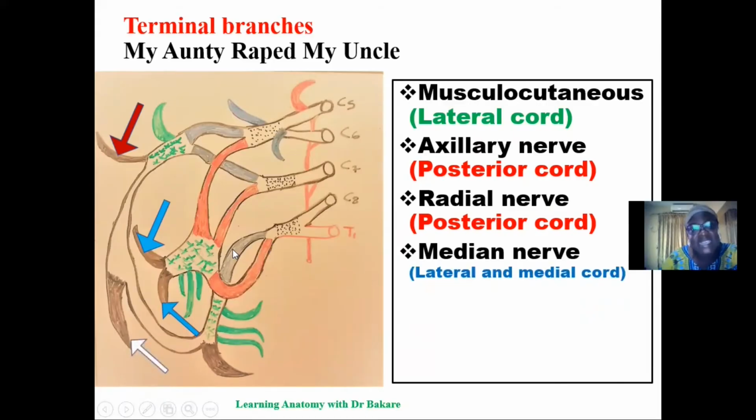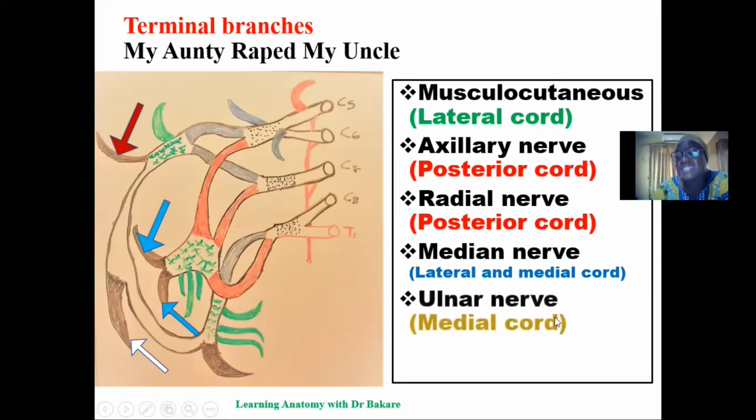Then going further, we have the median nerve. This is the median nerve, and it represents my. Median nerve is formed from contribution from the lateral cord and the medial cord, and this is how it is formed. We have a lateral root and we have a medial root. The lateral root is supplied by the lateral cord, and we have the medial root supplied by the medial cord. So these two roots will unite to form the median nerve. So you can see how the median nerve emerges from both the lateral cord and also the medial cord.